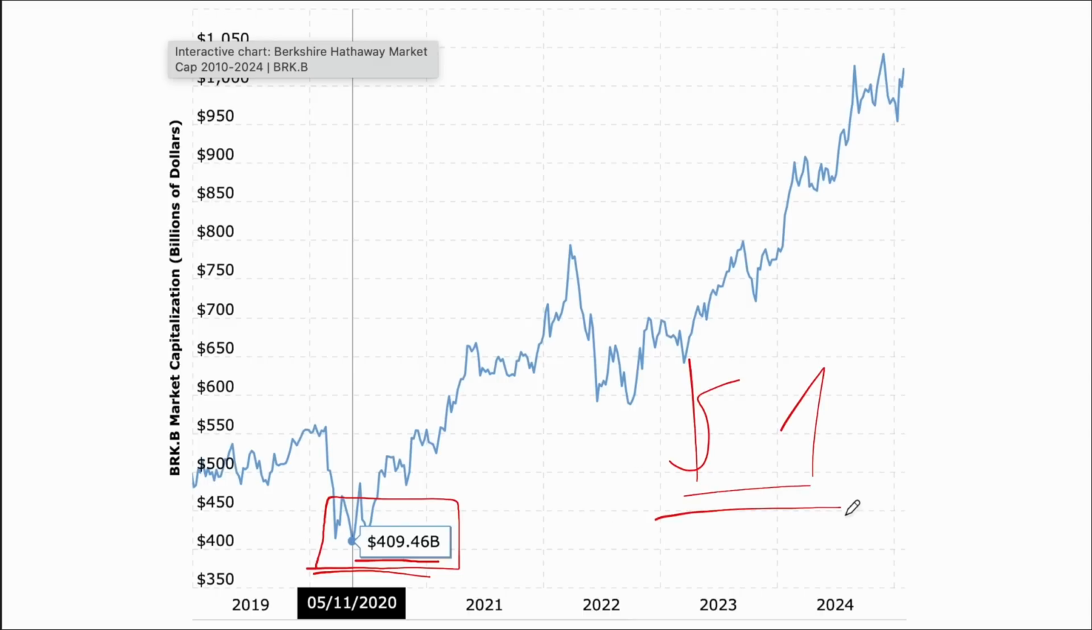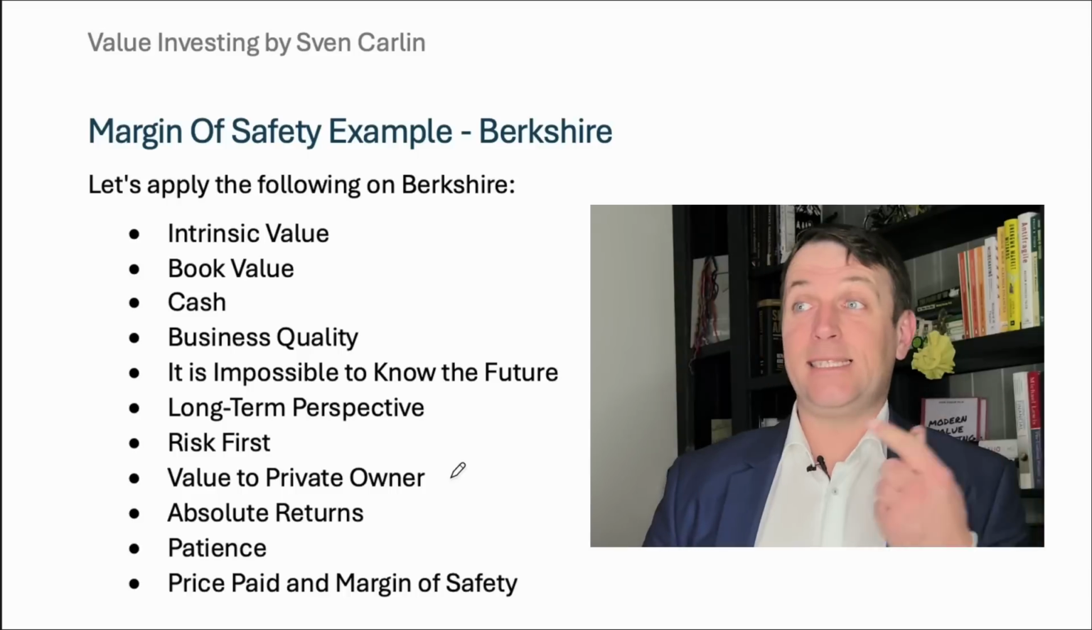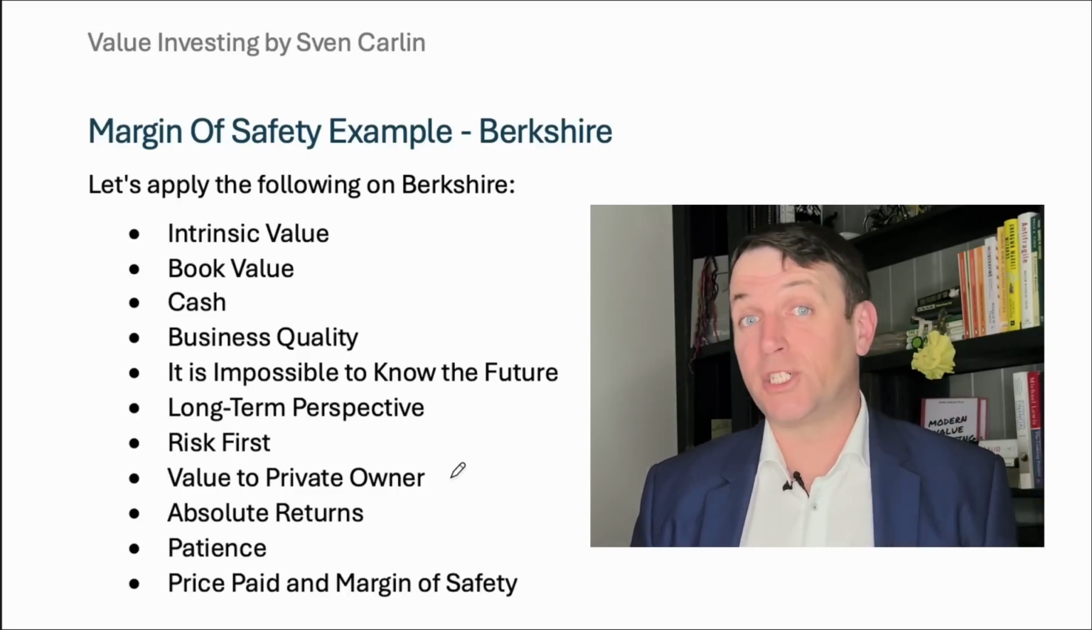So it doesn't have that margin of safety, even if it has in some forms. So this leads to being patient to find the key margin of safety, and that's the price paid. The lower the price, the higher the returns, the lower the risk, and that's simple mathematics. Let's now apply this to Berkshire Hathaway.